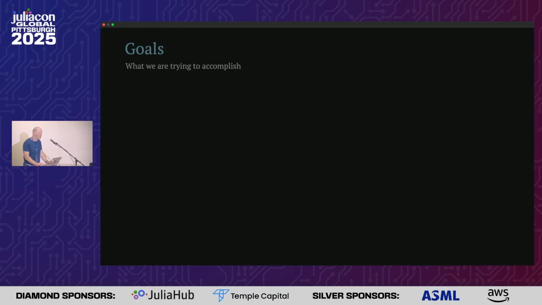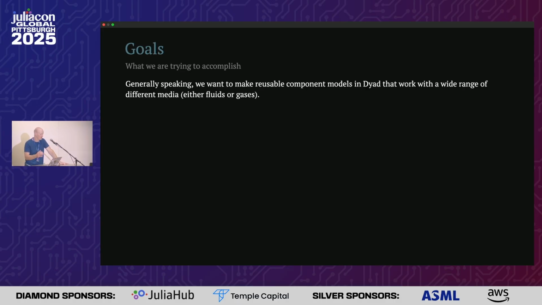So I'll cover some of our goals in putting this together. We wanted to accomplish a couple of things. First, we want to be able to make libraries of reusable component models for fluid systems in Dyad, which is, as I said, our modeling platform, and that would work over a wide range of different media. We don't want to create a component like a valve that's just for air, and then another component that's a valve just for nitrogen, and another one that's just for oil, and so on. That's what we're trying to avoid.